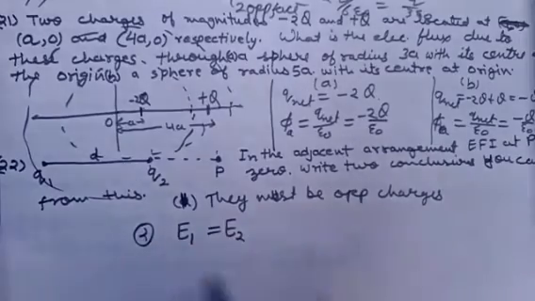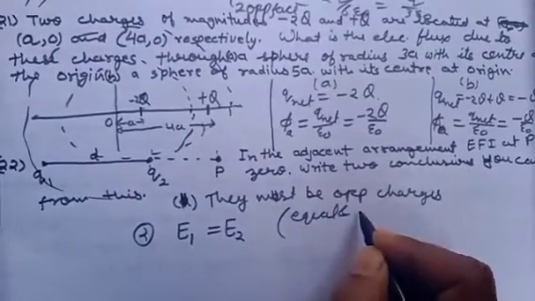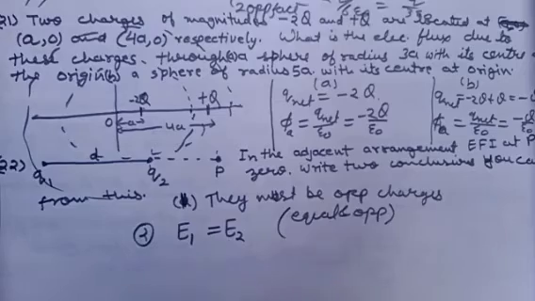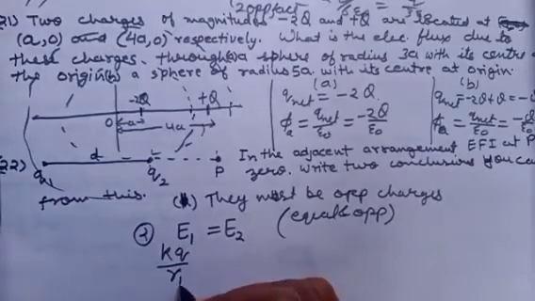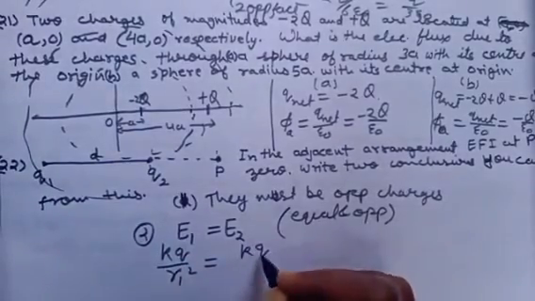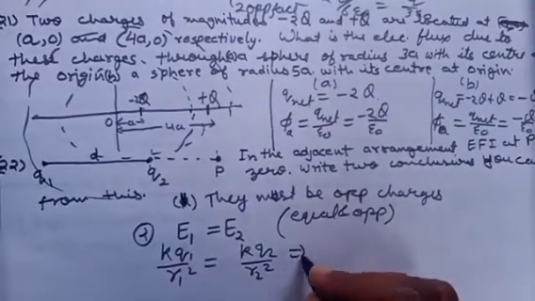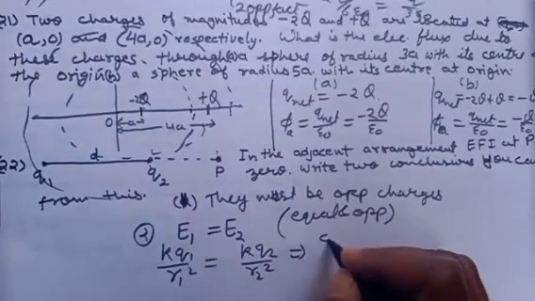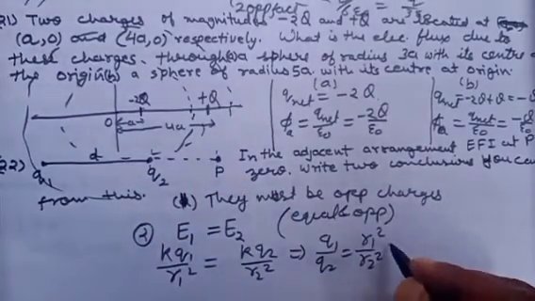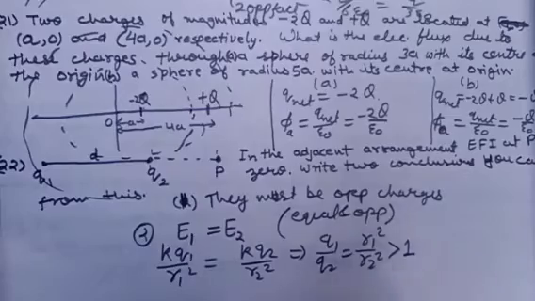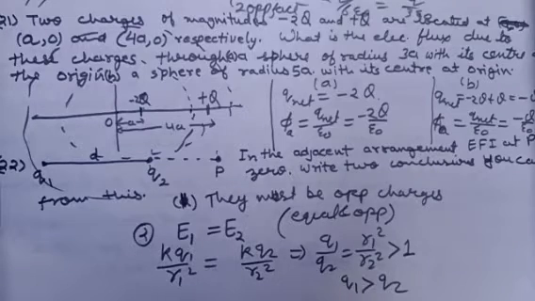They are equal and opposite, but right now I'm not putting the vector sign, so I'm directly putting them with an equality sign. I'm writing here equal and opposite. I'm not putting an unnecessary negative sign here. So we know that this is kq upon r square, and for one it is kq1 upon r1 square, for two kq2 upon r2 square, both are equal. So now I'm cross multiplying these. Q1 upon Q2 is equal to r1 square upon r2 square. And from the diagram, we can say that r1 is greater than r2, so we can say that Q1 is greater than Q2. So first thing, there must be opposite charges, and Q1 should be greater.